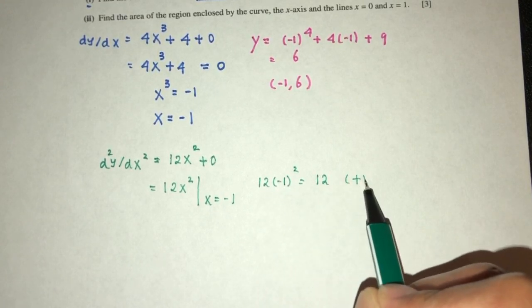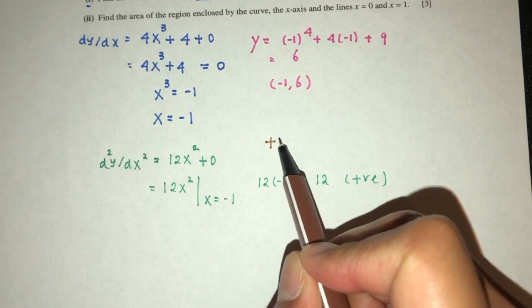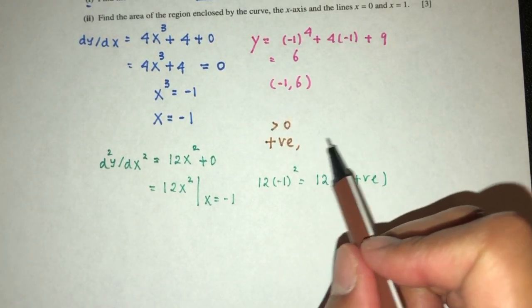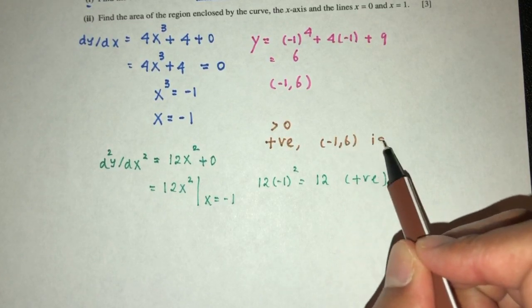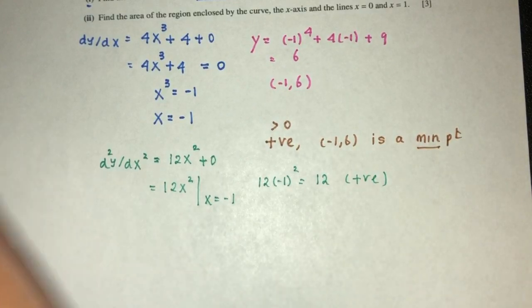It is a positive value. So you can say, because it is a positive value, or it is more than 0, right? Because of that, we can confirm that the point is a minimum point. Okay, that is part 1 of your question.